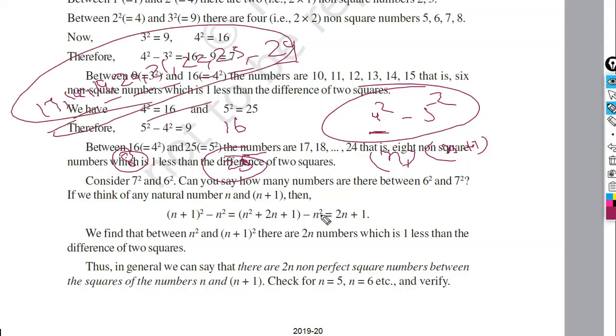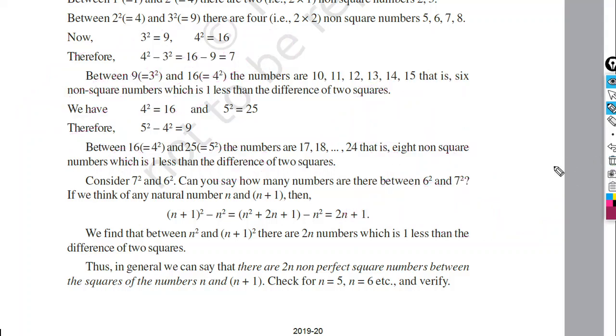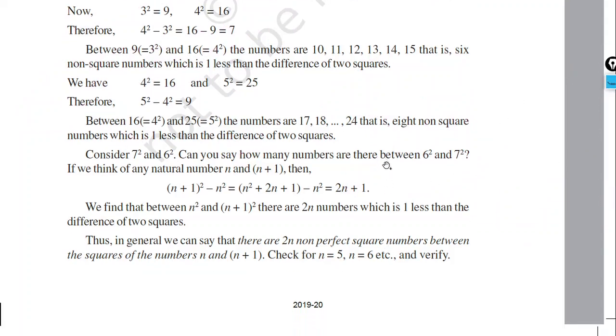Now what will be the formula? If you are taking 4 as n, the formula will be n into 2. So you always take the lesser number as n. The number of numbers will be 2n. This will be our formula. If you take 5 as n, then it will be different. Now it is complete. We will move to another pattern.